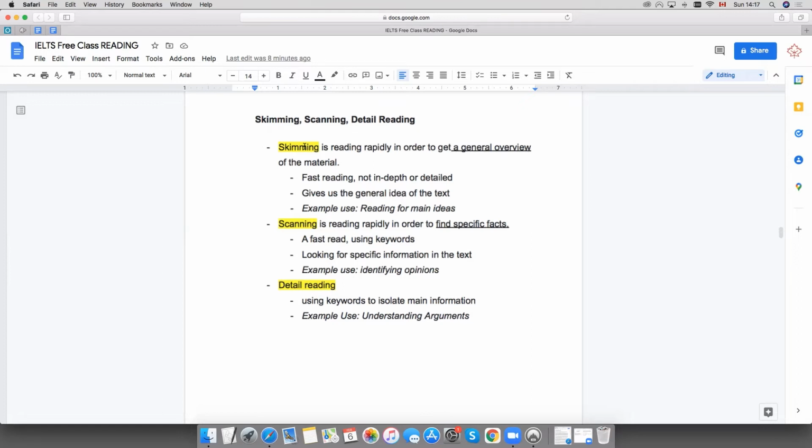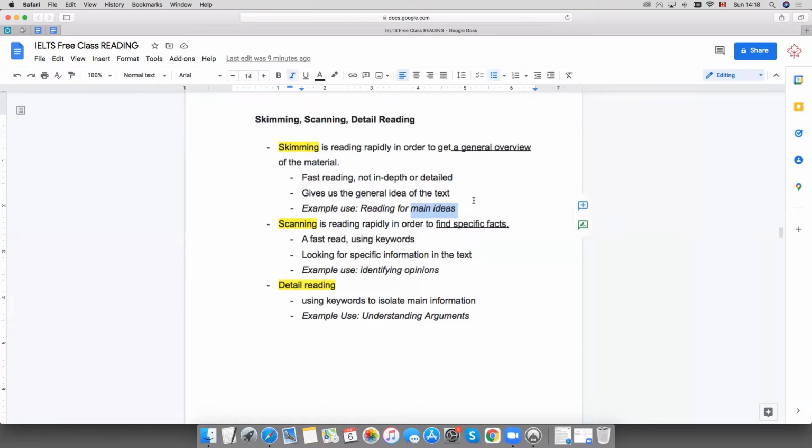Let's think about what we do with a newspaper when we pick it up. The first thing I do is read the headline, and then maybe I'm interested, so I do read every word. But if I'm not so interested, I'm going to skim through very, very quickly. I'm not going to look for details or go too in depth. I'm just looking for the general idea of the text. What's the emotion behind the words? What is this text trying to make me think or feel, or maybe understand? If we're just reading for main ideas, it's very general.